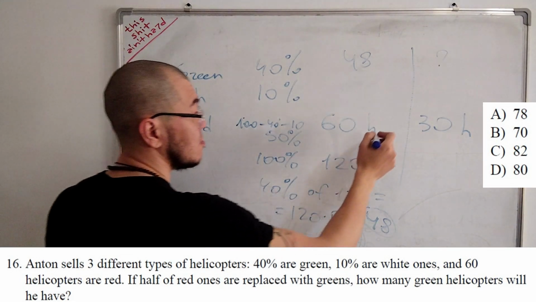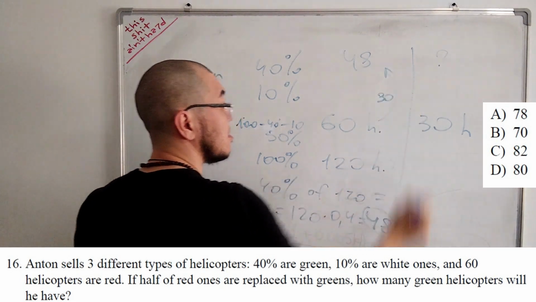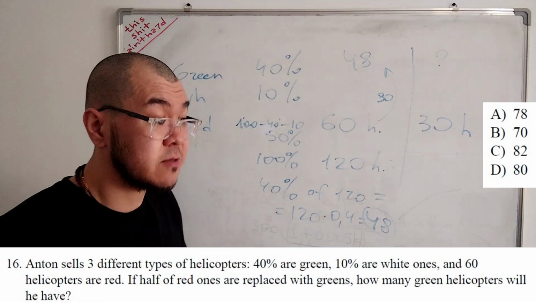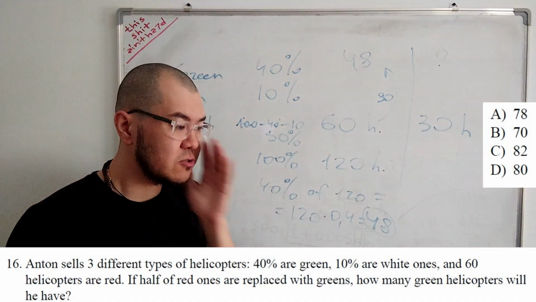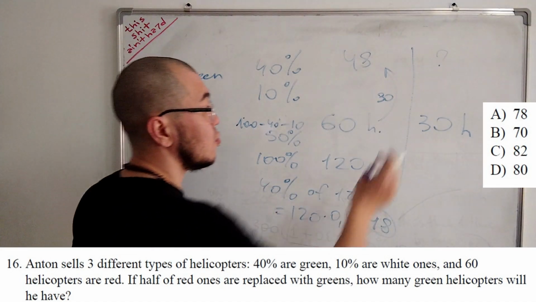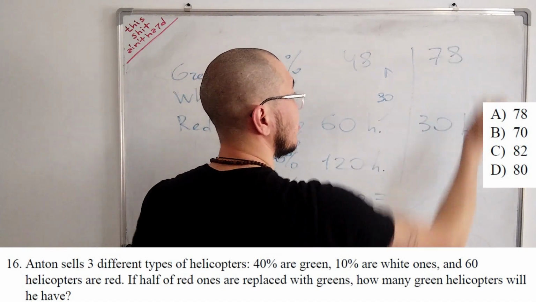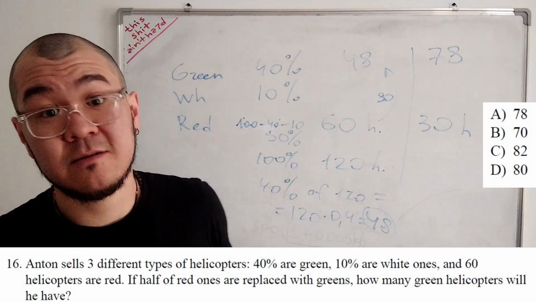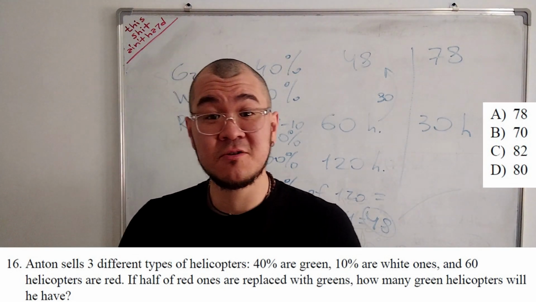And what do we have? We have 30 red helicopters replaced with green ones. So now, after this replacement, Anton will have 78 green helicopters. Good for Anton.